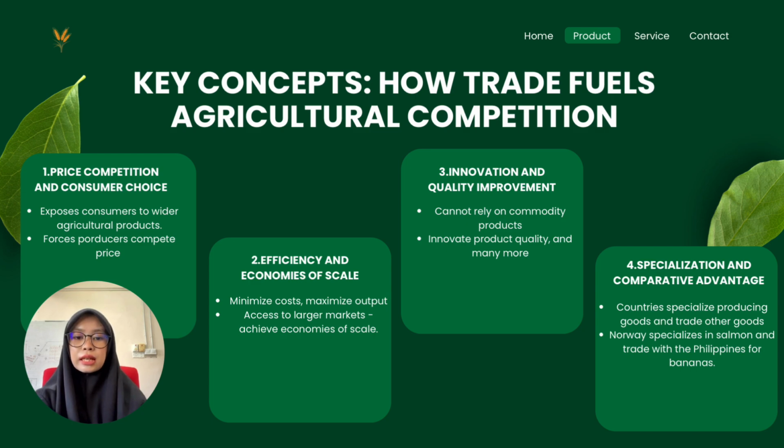Here's the agricultural link: a wheat farmer in Kansas is no longer just competing with the farmer in Nebraska. They are competing with massive, highly efficient grain operations in Canada and Ukraine. To survive, they must adopt better technology like GPS-guided tractors, optimize their supply chains, and manage resources more effectively to produce wheat at a competitive global price.